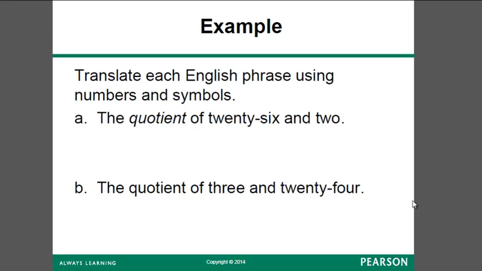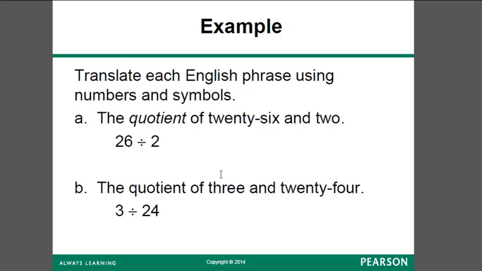Translate each English phrase using numbers and symbols. The quotient of 26 and 2. The quotient of 3 and 24. The answers to these are written here. The quotient of 26 and 2 is written as 26 divided by 2. The quotient of 3 and 24 is written 3 divided by 24.